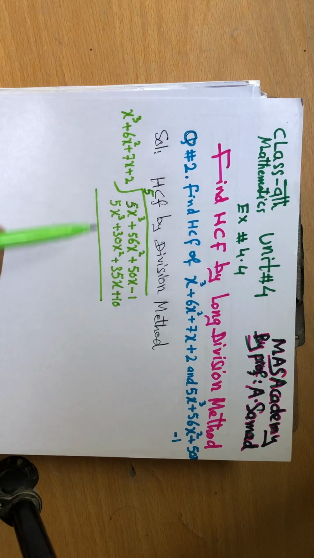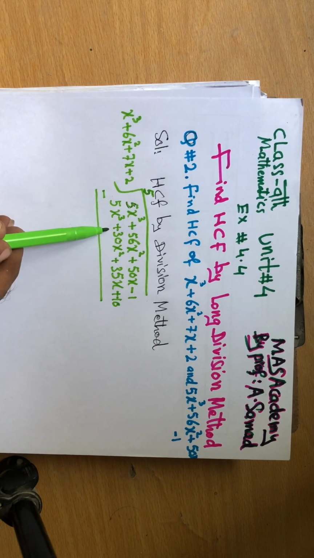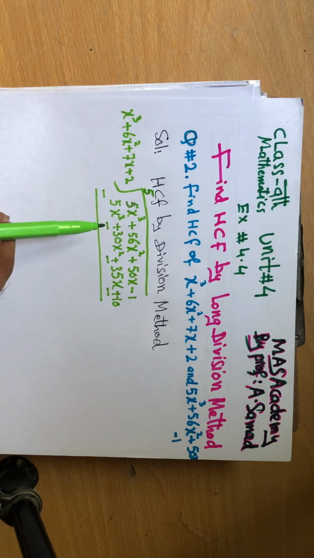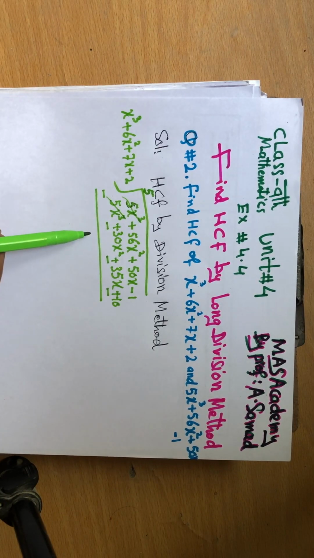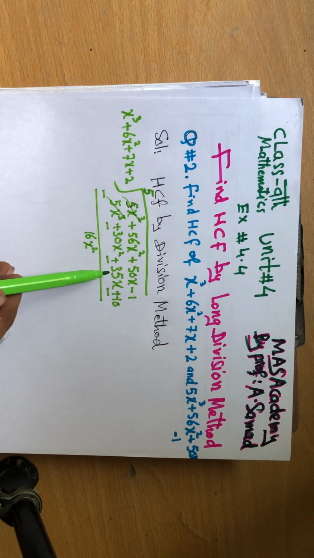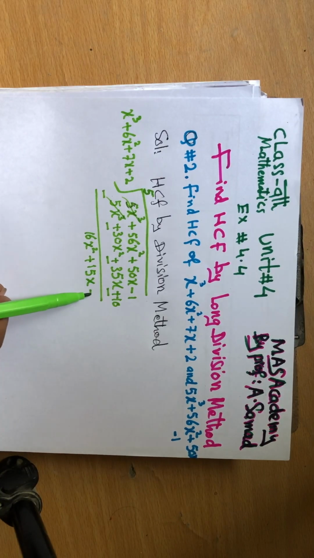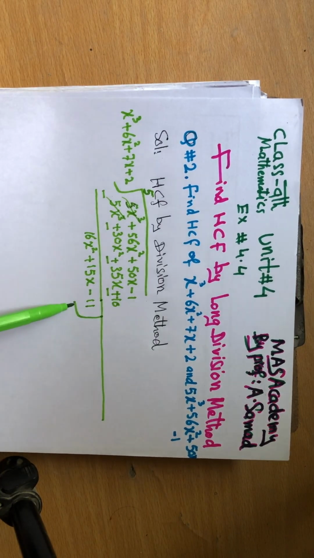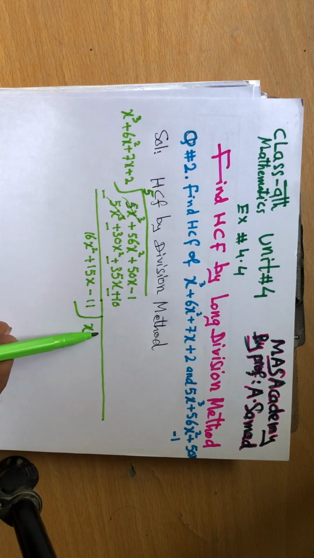After that, we are going to change the signs. Wherever we see plus, we make it minus, and the first term gets cancelled because the base and coefficient are the same and the signs opposite. Then plus 56x square minus 30x square comes 26x square, and minus 35x plus 50x comes plus 15x, and minus 1 minus 10 comes minus 11.